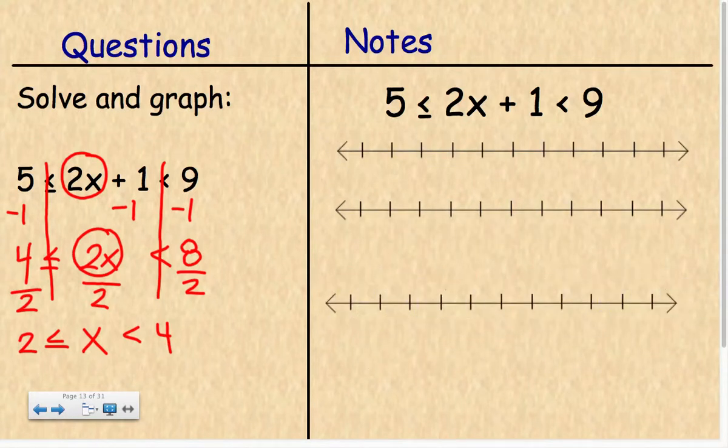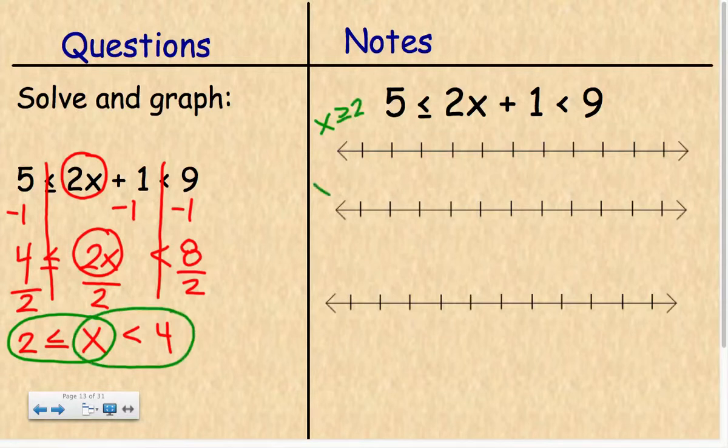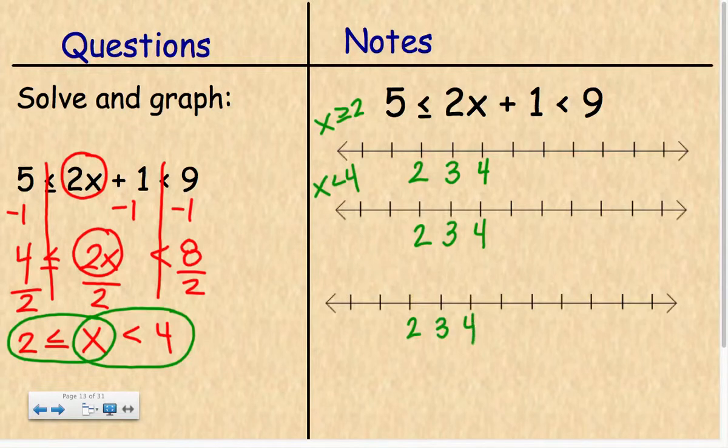Okay, first number line is x is greater than or equal to 2. Middle number line is x is less than 4. All right, so we need our number lines to go from 2 to 4. So closed circle on 2, shaded to the right. Open circle on 4, shaded to the left. Closed on 2, open on 4.